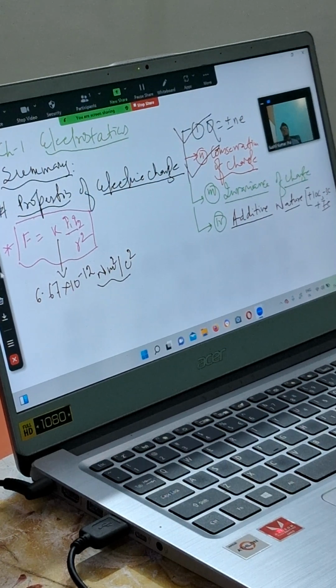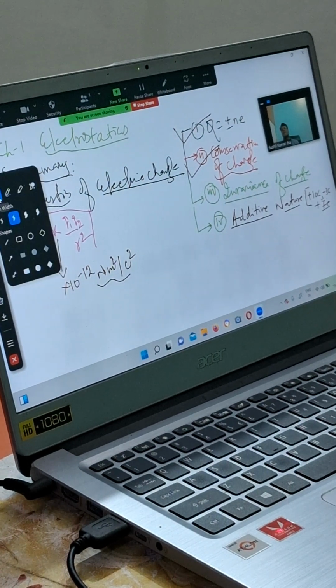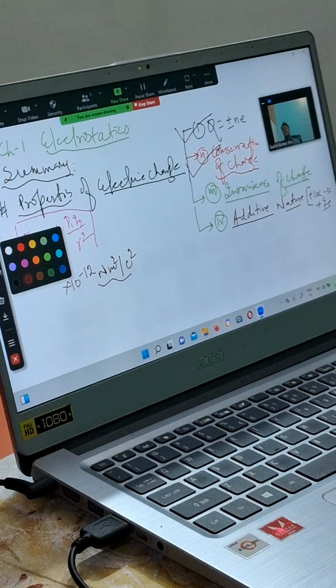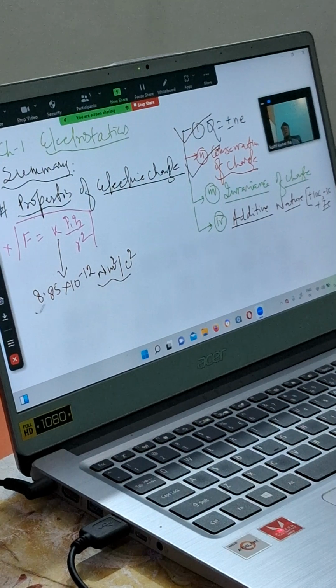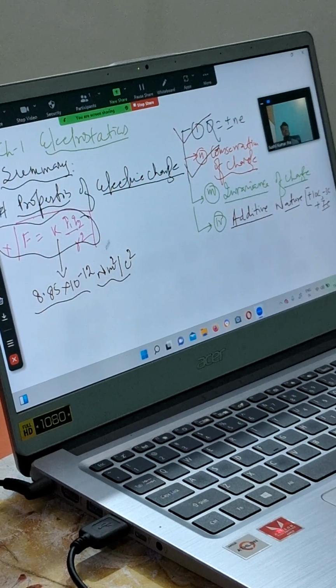Now slight modification. This value is little different, which is 8.85, right? And so on. This formula, we need to apply in questions. But we need to modify it a bit more.